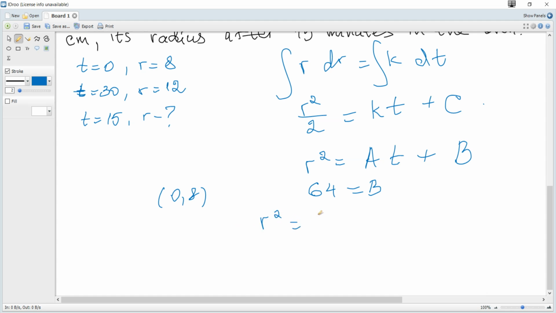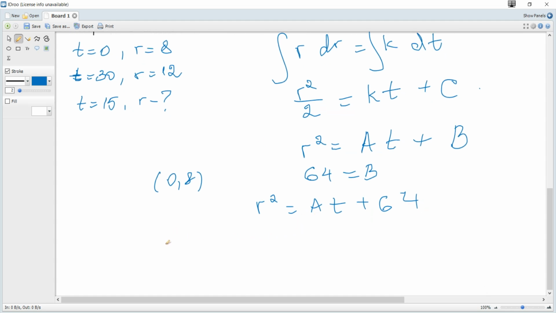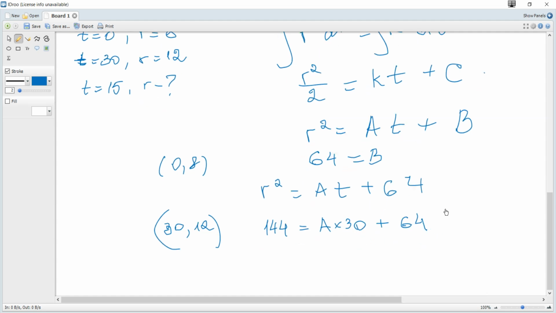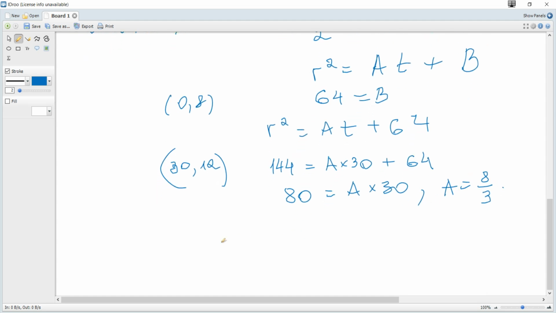So it becomes r squared is at plus 64, and r is 12 when t is 30. So 12 squared is 144, equal to a times 30 plus 64. So 80 is a times 30, so a is 8 over 3. So r squared is 8/3 t plus 64.